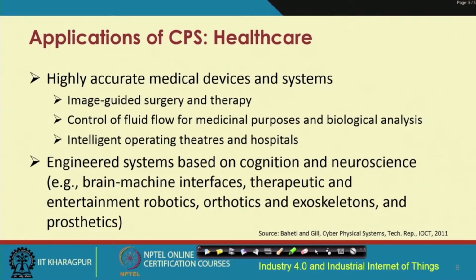So let us now talk about other kinds of engineered systems, such as exoskeletons, orthotics, entertainment robotics, therapeutic robotics, brain machine interfaces, prosthetics, and so on. These are different examples of cyber physical systems and their use in healthcare, and these are based on cognition and neuroscience.